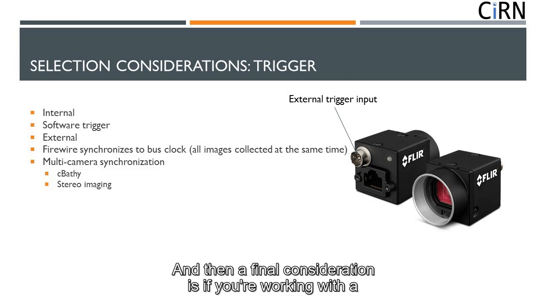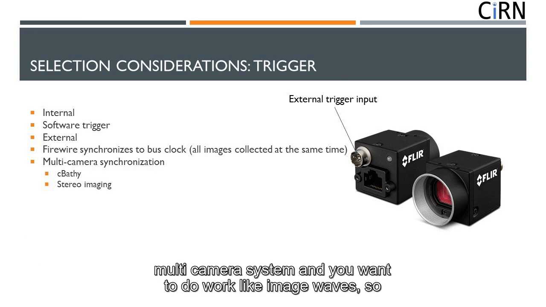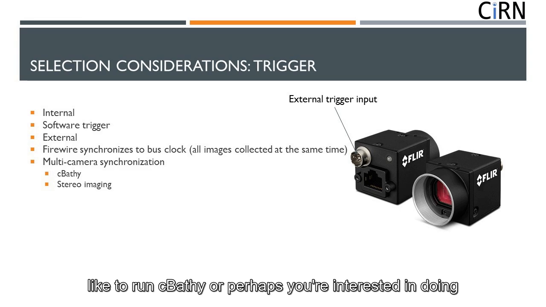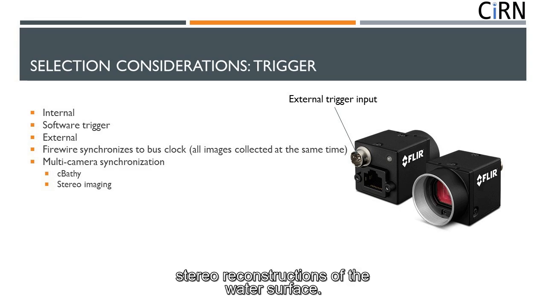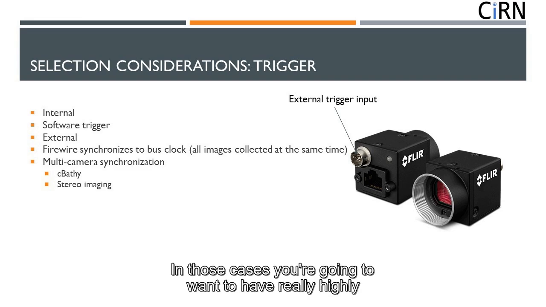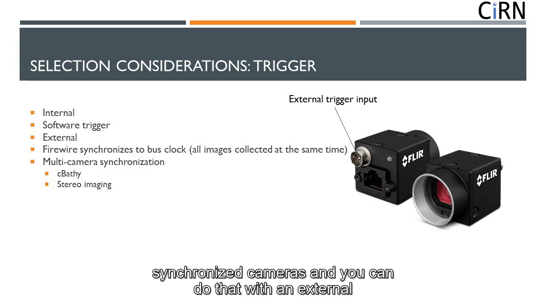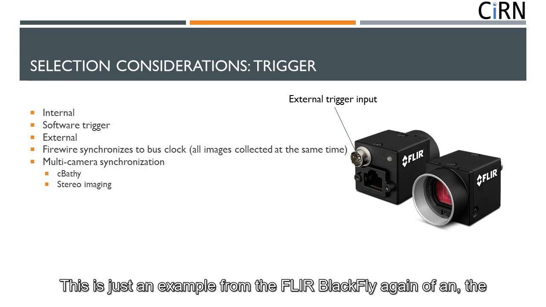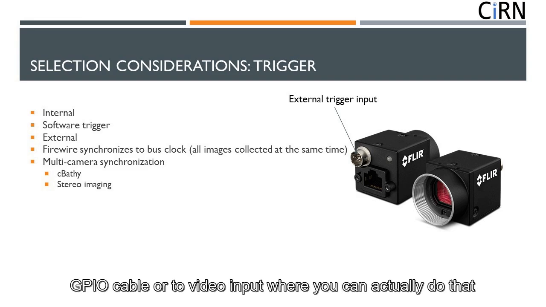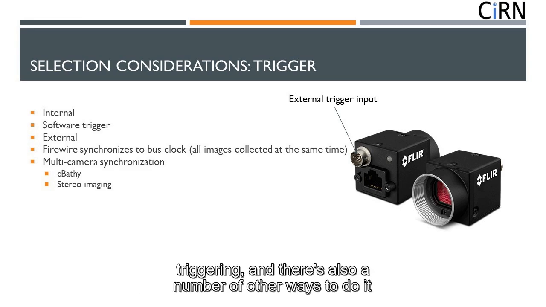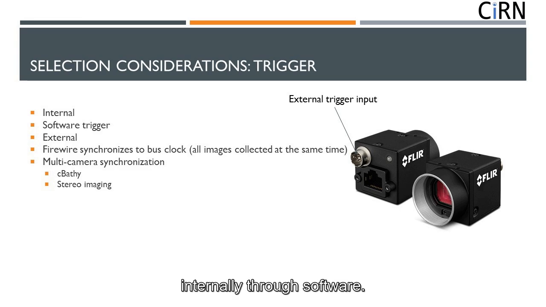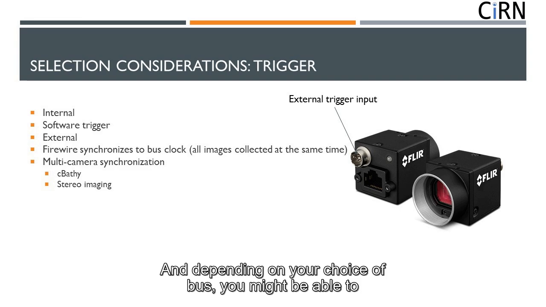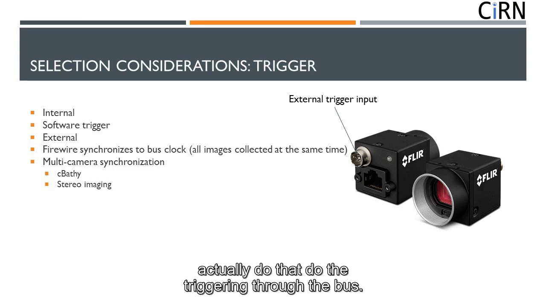And then a final consideration is if you're working with a multi-camera system and you want to do work like image waves, like to run CBATHY, or perhaps you're interested in doing stereo reconstructions of the water surface. In those cases, you're going to want to have really highly synchronized cameras, and you can do that with an external trigger. This is just an example from the FLIR Blackfly, again, of the GPIO cable or GPIO input where you can actually do that triggering. And there's also a number of other ways to do it internally through software. And depending on your choice of bus, you might be able to actually do the triggering through the bus.